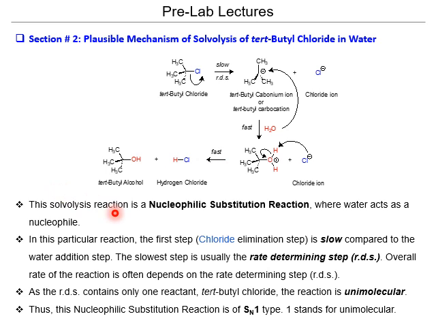So this reaction is a nucleophilic substitution reaction. Water is the nucleophile. In this particular reaction, the first step is slow, and the next steps are fast. But this is the key part: as the rate determining step contains only one reactant, tert-butyl chloride, the reaction is unimolecular. Thus, this is nucleophilic substitution, SN1.